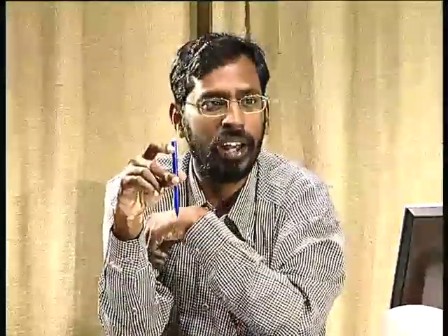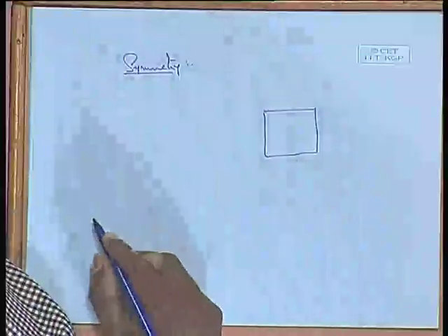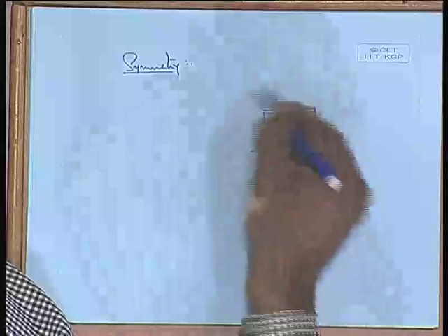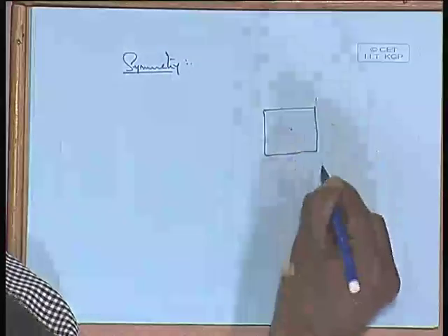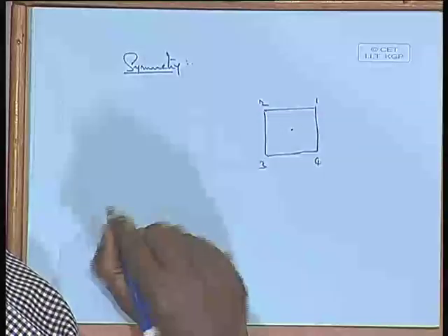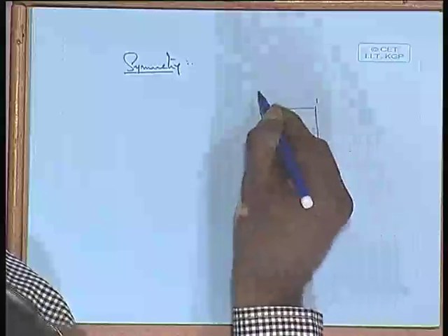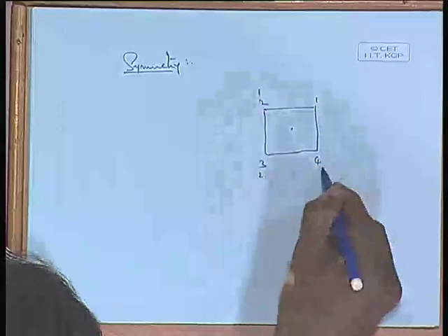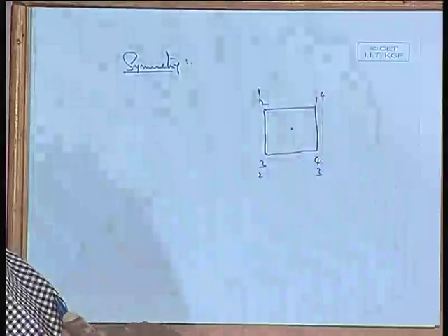What is a rotational symmetry? Rotational symmetry means you take any solid or any plane. For example, take a square. A square has a four-fold symmetry, we say. Why does it have a four-fold symmetry? I take a square, choose the center of it, and rotate it by 90 degrees. There are four corners. When I rotate this by 90 degrees, 1 goes to 2, 2 goes to 3, 3 goes to 4, and 4 goes to 1, isn't it? And this kind of rotation does not create any new vertices or new points.